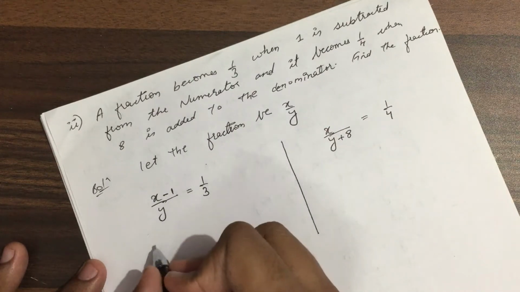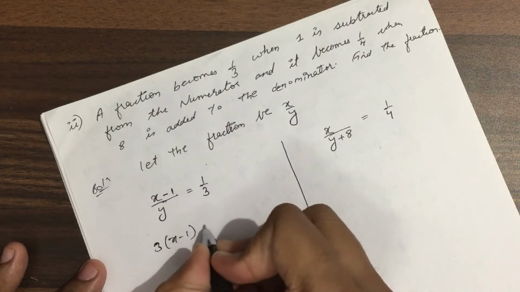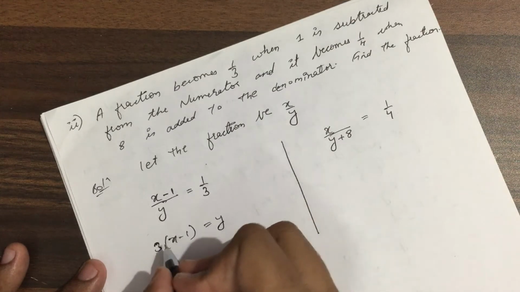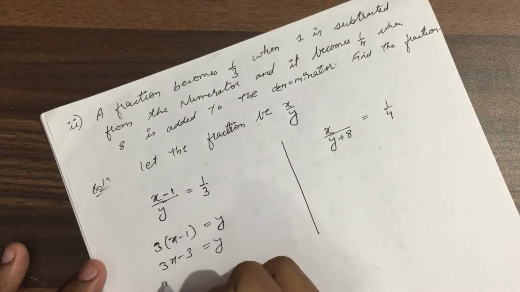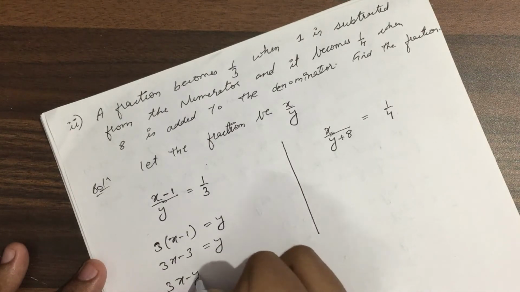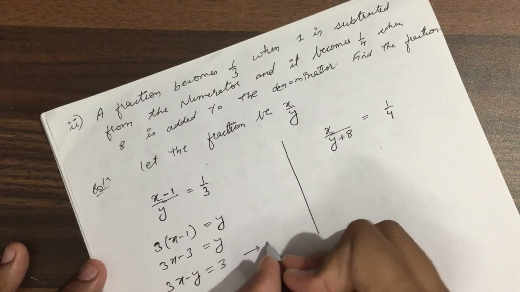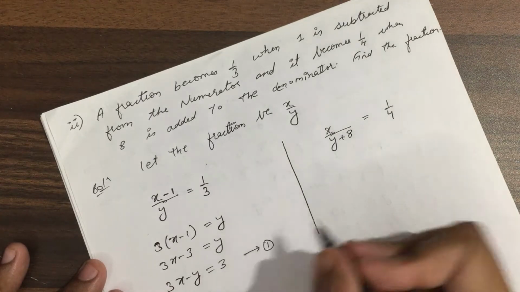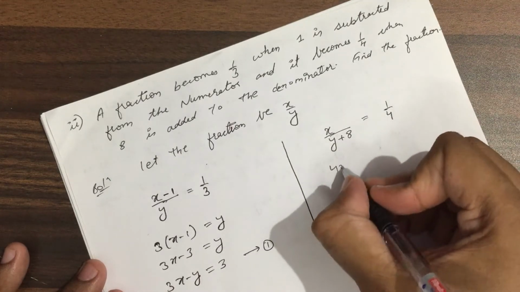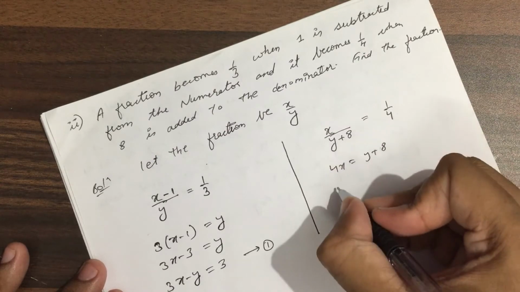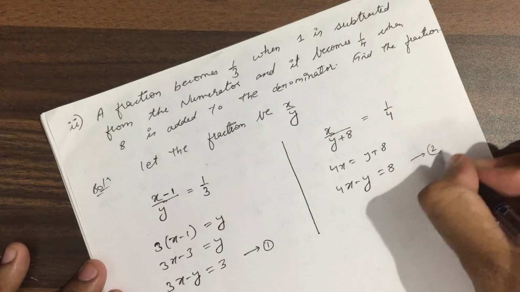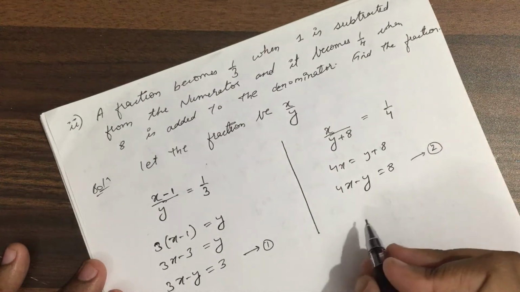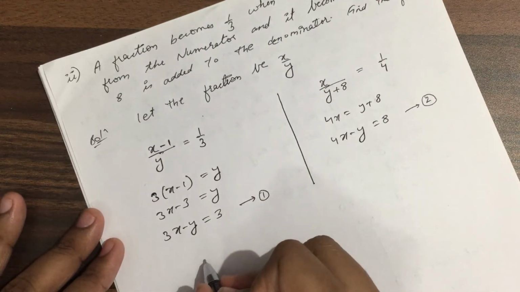Now you solve it. Cross multiply 3 into x minus 1 equal to y. So 3x minus 3 equal to y. This will give you 3x minus y equal to 3. Mark it as equation 1. Cross multiply 4x equal to y plus 8. 4x minus y equal to 8. This is your equation 2. Now we have two equations. So we will solve it.